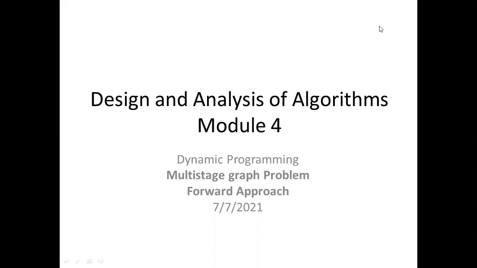Today we'll discuss another problem, that is the multi-stage graph problem. In this we have two approaches, forward approach and backward approach. Today we'll discuss the forward approach, and today we'll discuss solving only the problem. In the further classes we'll discuss the algorithm.